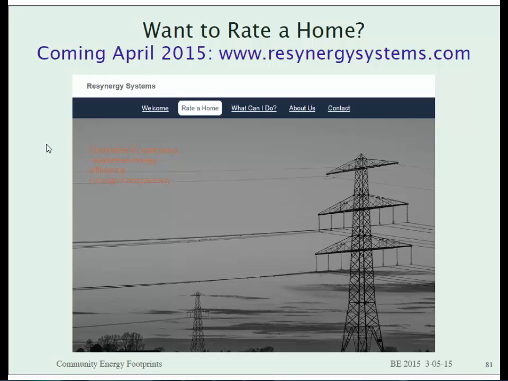And then finally, if you're interested in rating a home, next month I will be releasing a beta version of the web-based application around this rating system. It's not available now, but it will be. And while I'm in beta mode anyway, the ratings will be free, so please go check it out.